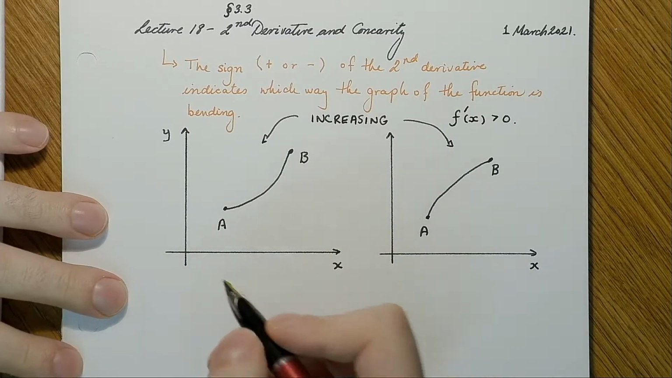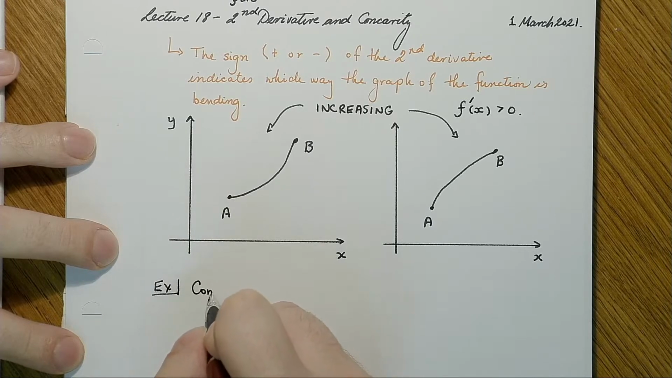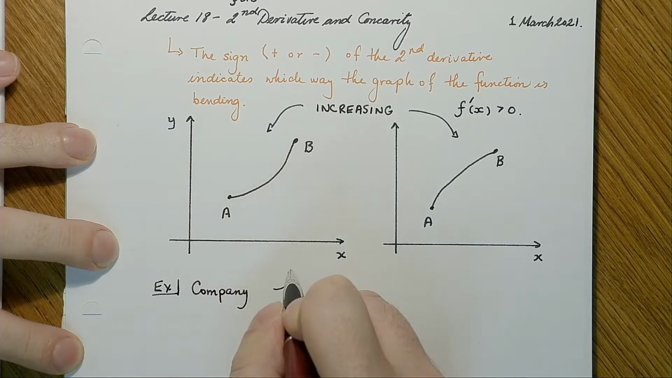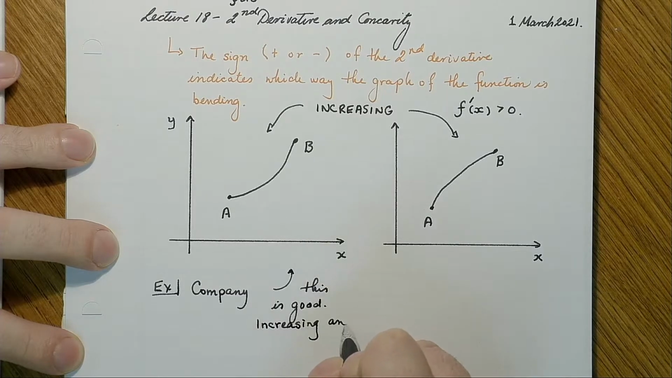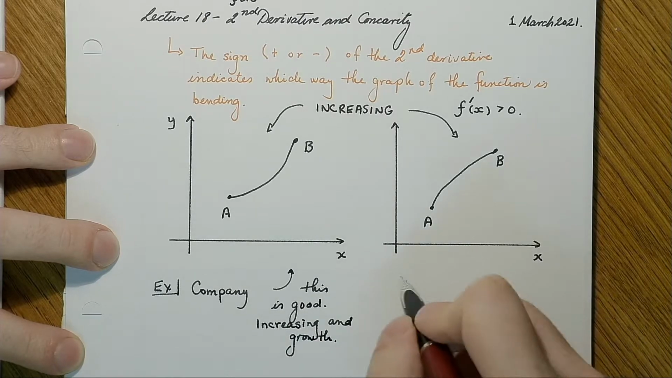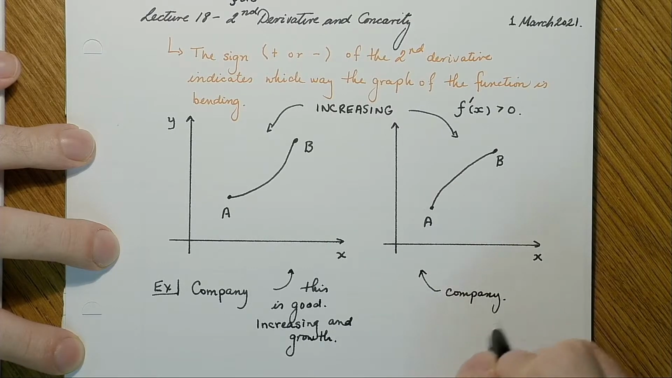If this was a company, here's an example. In a company, this is good. There's still more growth to be had. It's still growing. It's increasing. And in this one, yeah, sure, it's increasing, but it's slowing down.